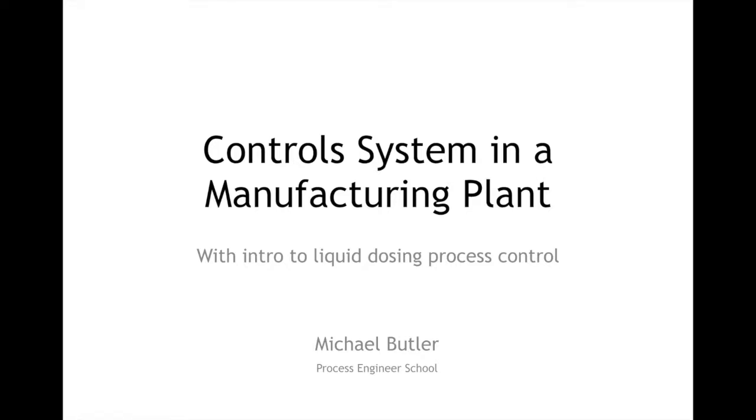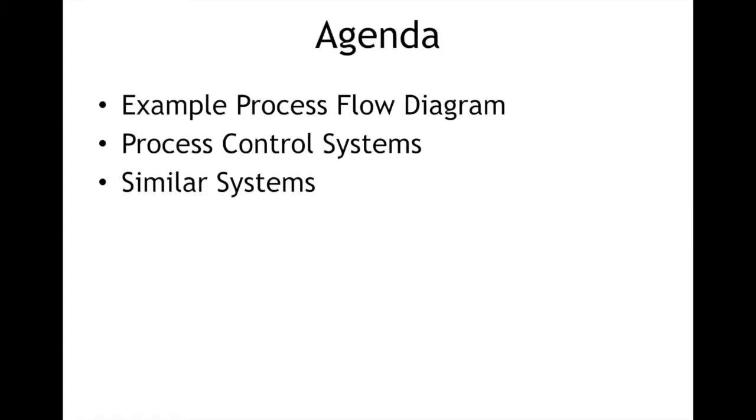Today we're talking about control systems in a manufacturing plant. We're going to go through the introduction. We're going to introduce a few liquid dosing process control concepts. So we're going to do this by walking through an example process flow diagram, a typical setup that you'll see in many places throughout a manufacturing plant.